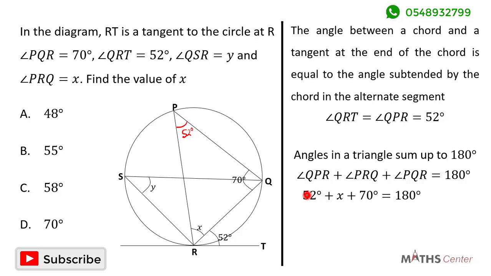And so we will have 52 degrees plus X plus 70 degrees is equal to 180 degrees. 52 degrees plus 70 degrees will give us 122 degrees. So X is equal to 180 degrees minus 122 degrees. And this will give us X is equal to 58 degrees. So it means that the value of X in this diagram is 58 degrees. When we look through the options, we can see that the correct option is C.